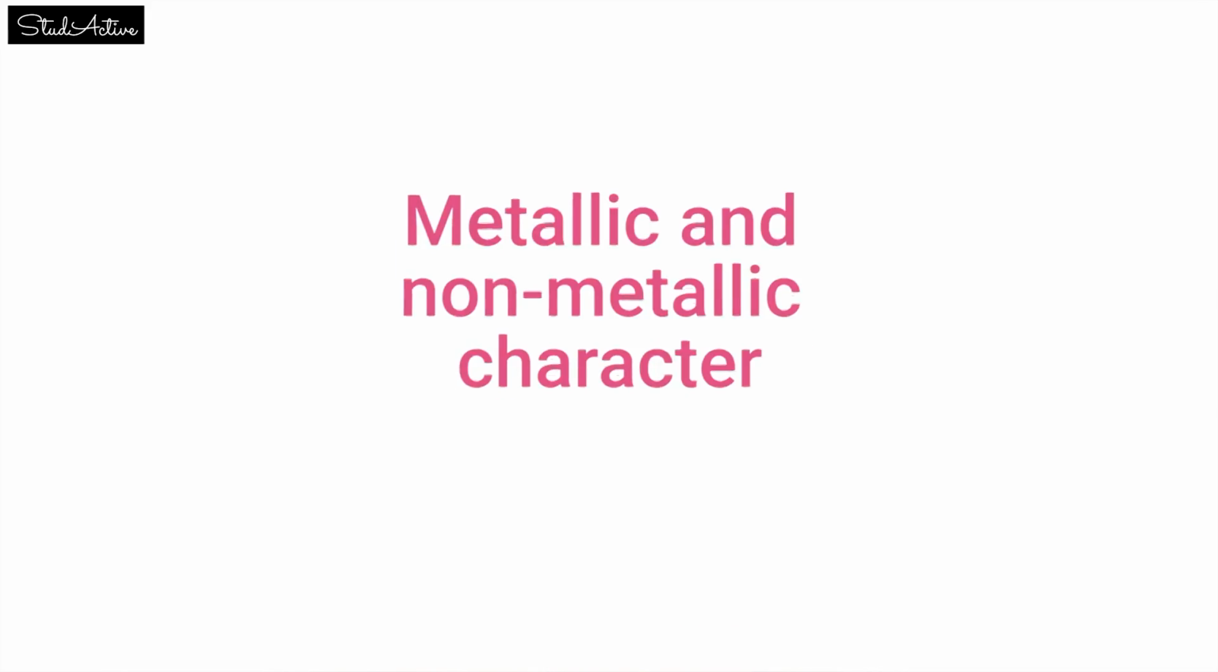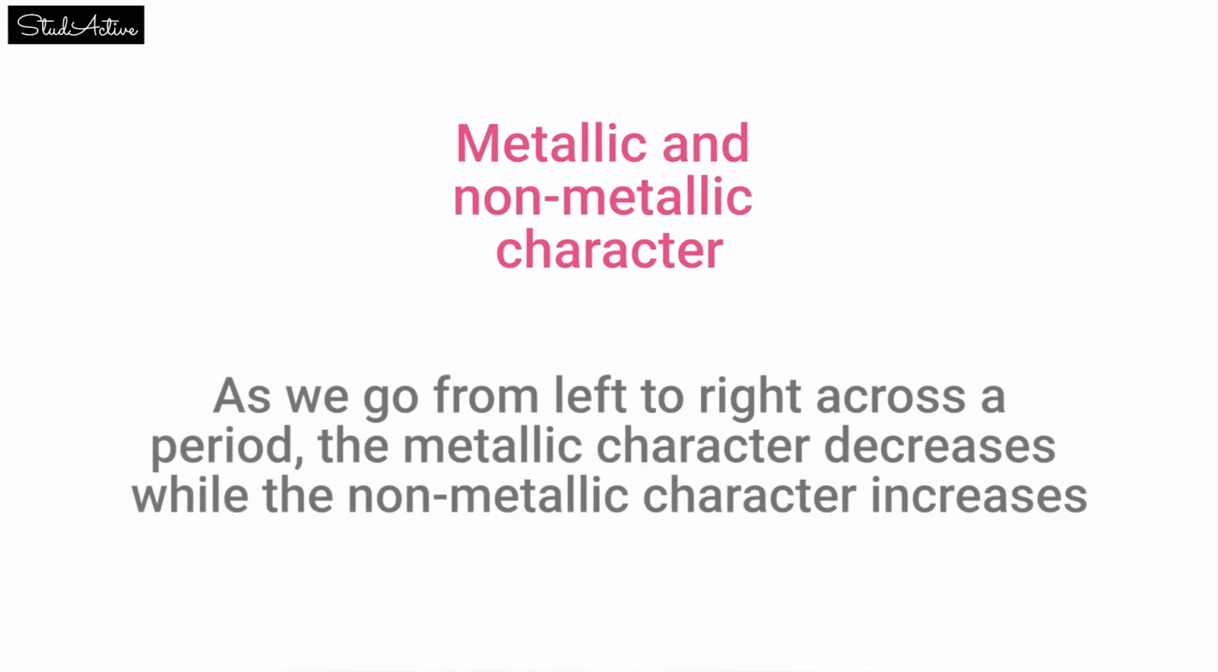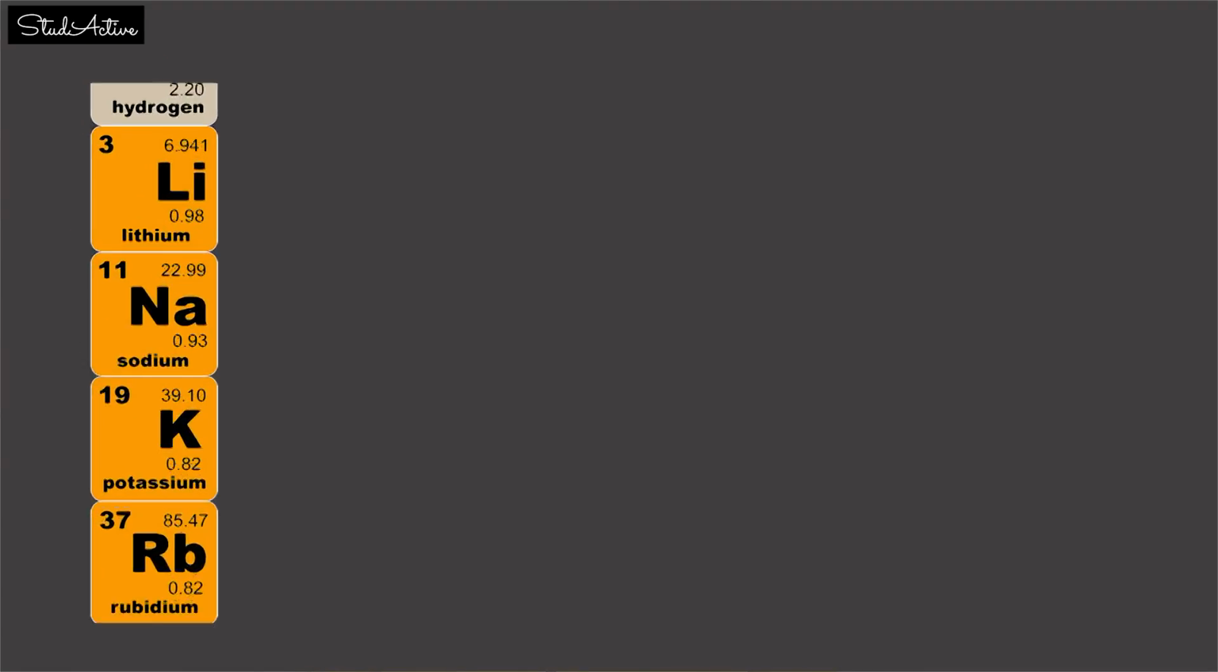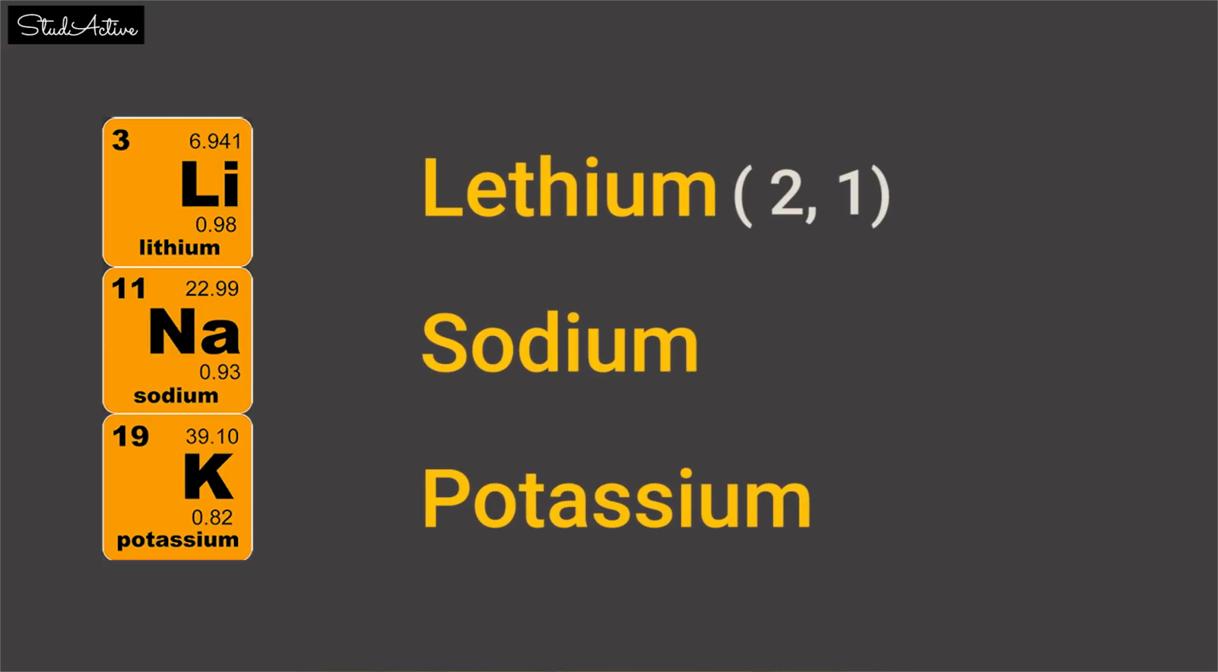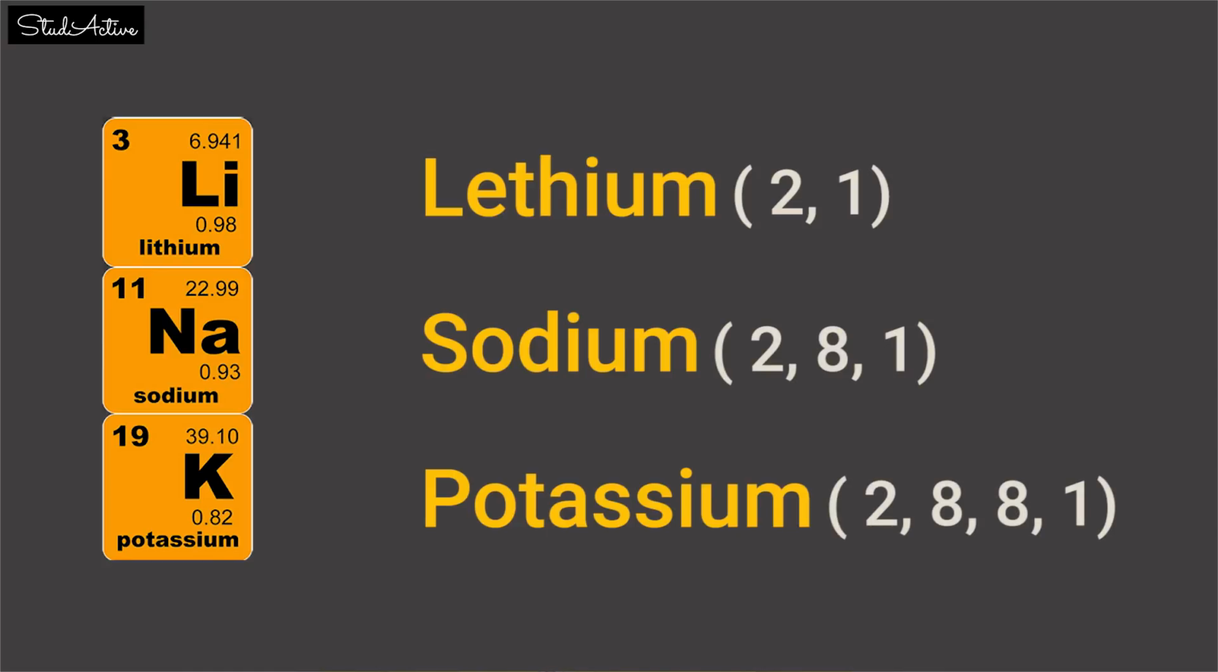So, we can generalize that as we go from left to right across a period, the metallic character decreases while the non-metallic character increases. Now, let us see what happens to metallic and non-metallic character when we go down the group. Let us consider the examples of lithium, sodium and potassium. Lithium has electronic configuration 2,1, sodium 2,8,1, potassium 2,8,8,1.